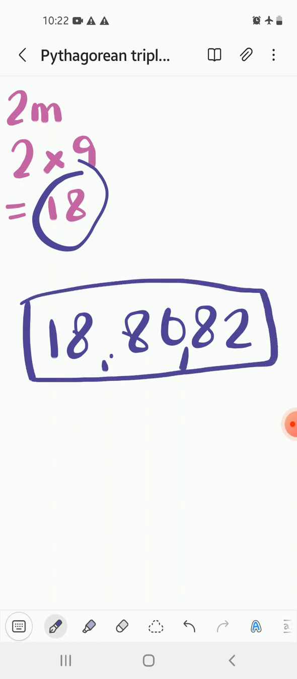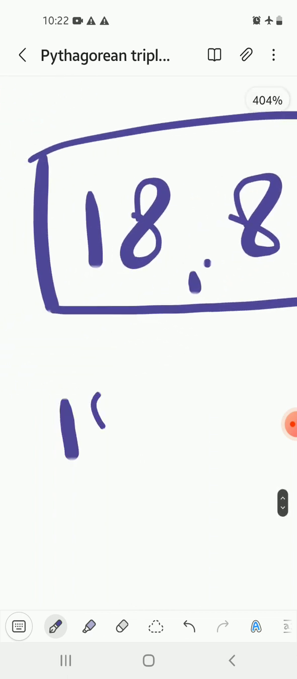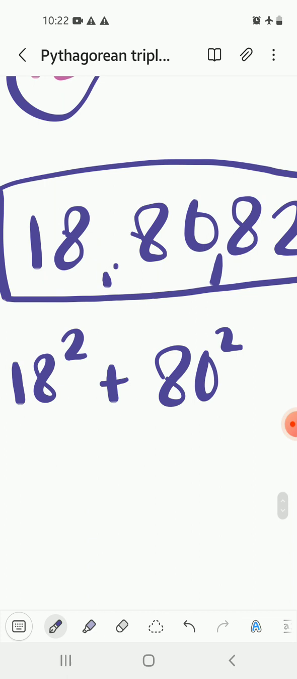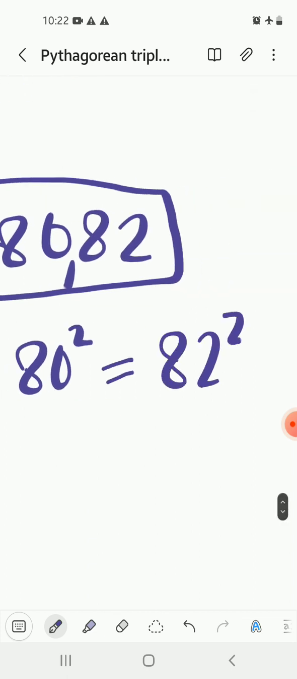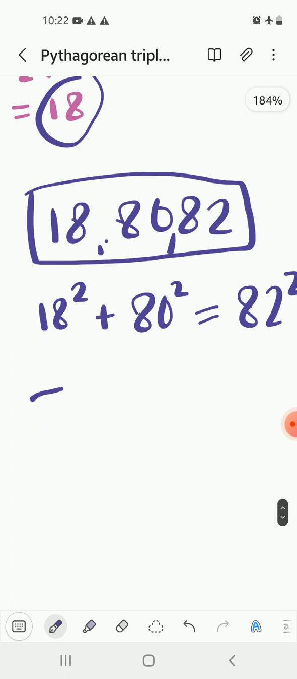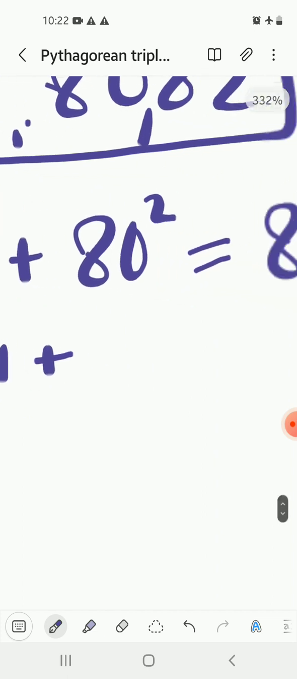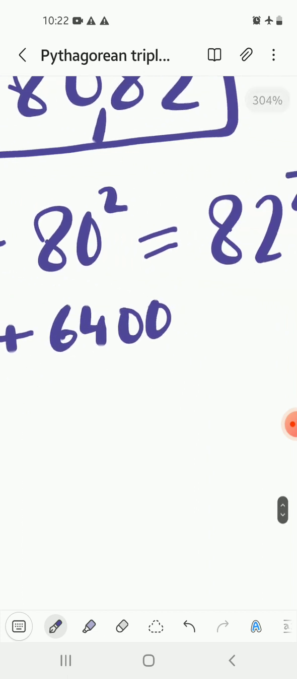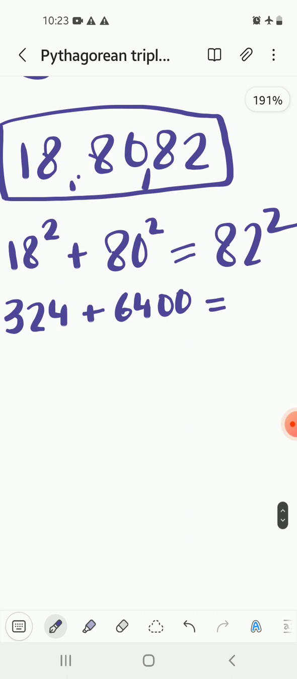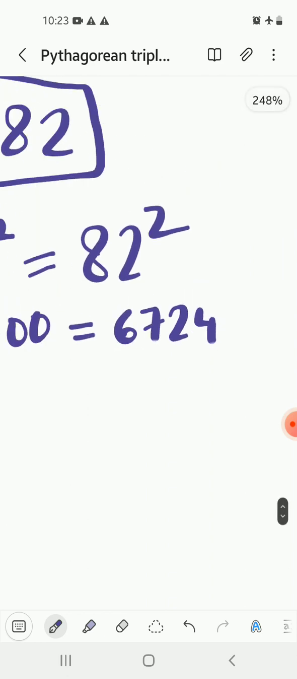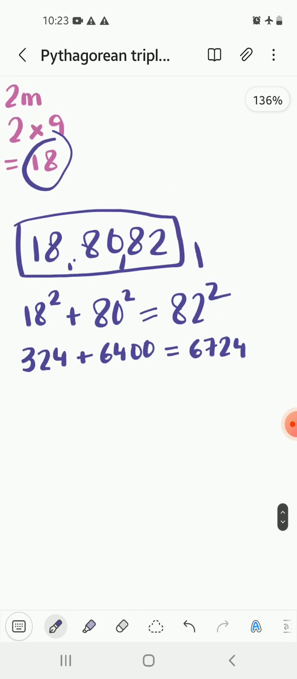Once again, we're going to check whether my answer is right or not. It is just to show whether the answer is correct. So you see, is 18 square plus 80 square equal to 82 square or not? So 18 square is 324 plus 80 square, which is 8 8 is 64 and two zeros, and if we add both of them, we will get 6724, which is the value of 82 square, which means this is the correct answer.